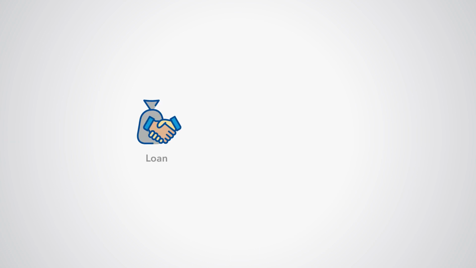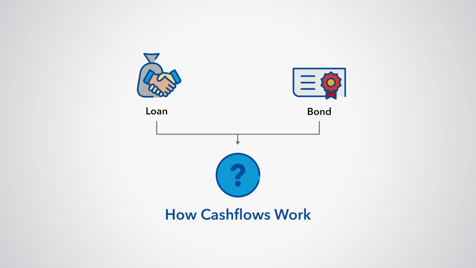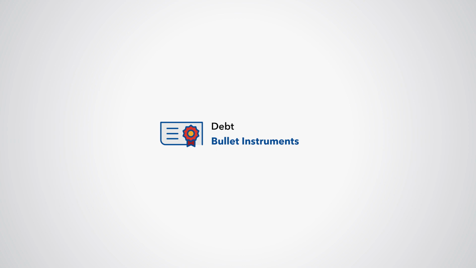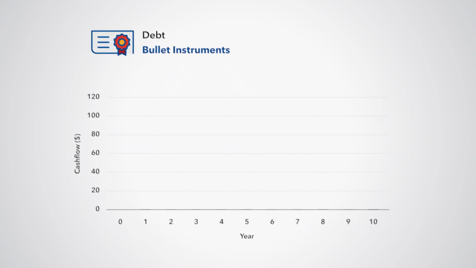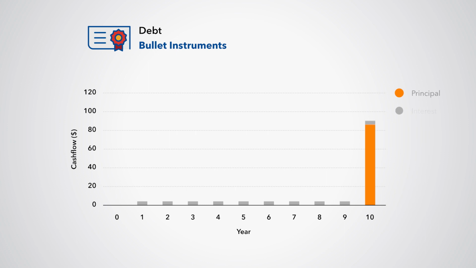Regardless of whether we are thinking about a loan or a bond, we can take a general approach to explaining how cash flows work. Let's start with a bullet instrument, as this is the simplest. If we have $100 of a 10-year debt on which we pay 5% interest, we can see the cash flows will look like this. We will pay $5 interest each year from years 1 to 10, and then repay $100 in year 10. We pay the same amount of interest each year, as the amount of debt outstanding is always $100, so we pay 5% on $100 each year.